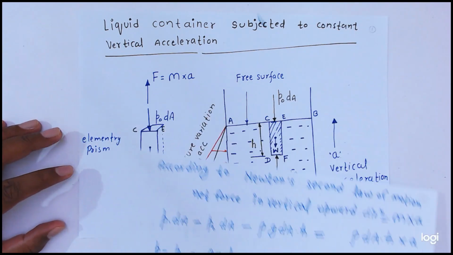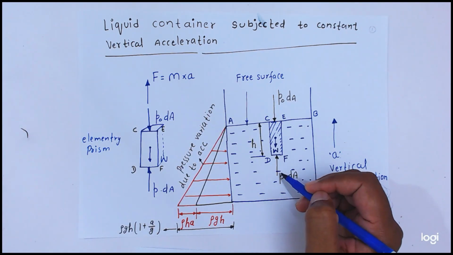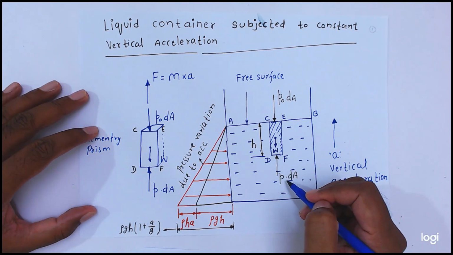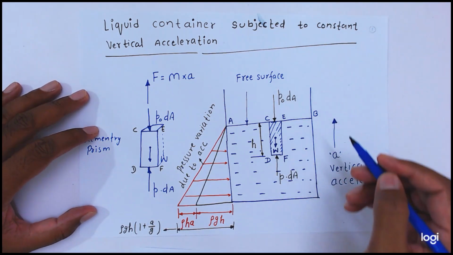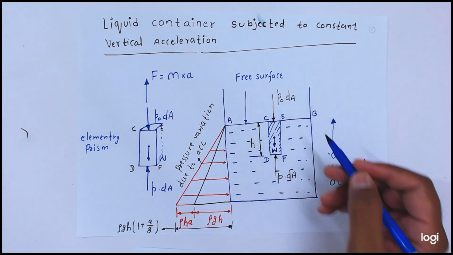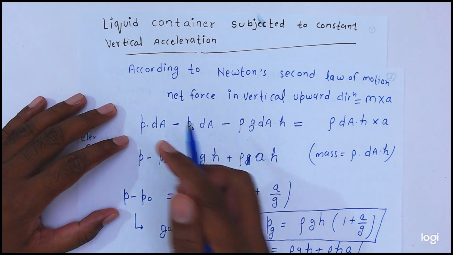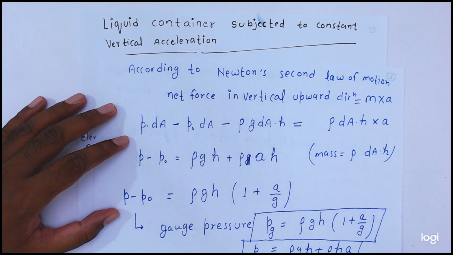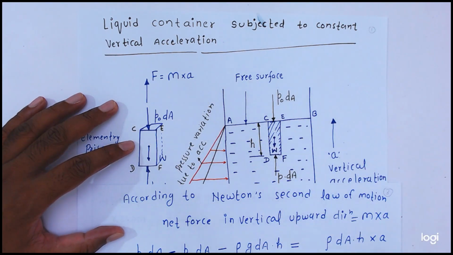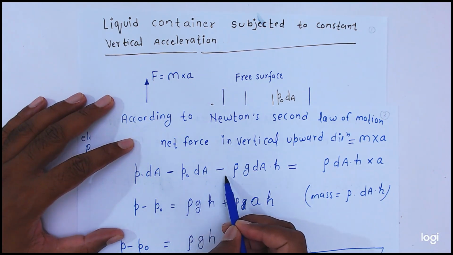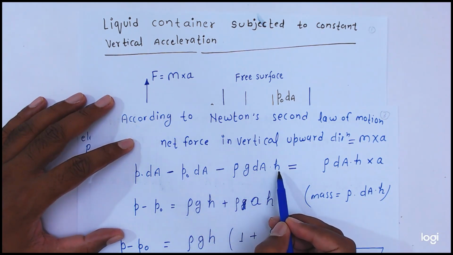This is what Newton's second law of motion says. Now friends, see here. So what will be the net force? This is working in upward direction. So P into dA is also in upward direction. So we will subtract the other forces, because they are in the opposite direction. So P into dA minus P naught into dA minus rho g dA into h.